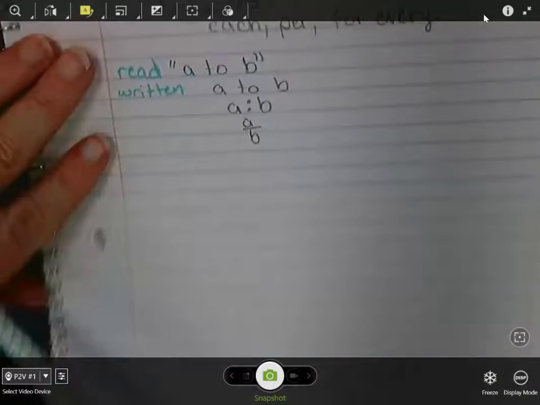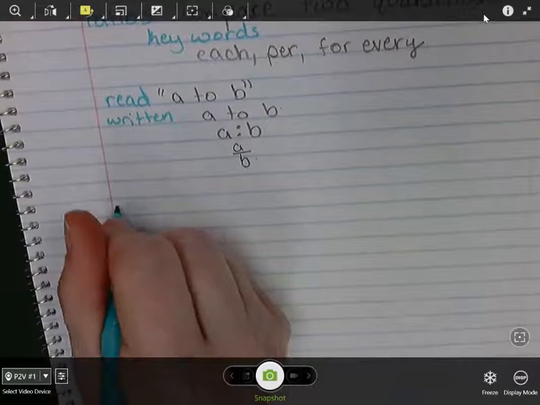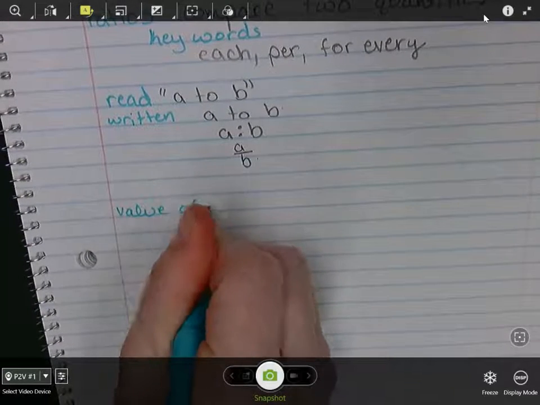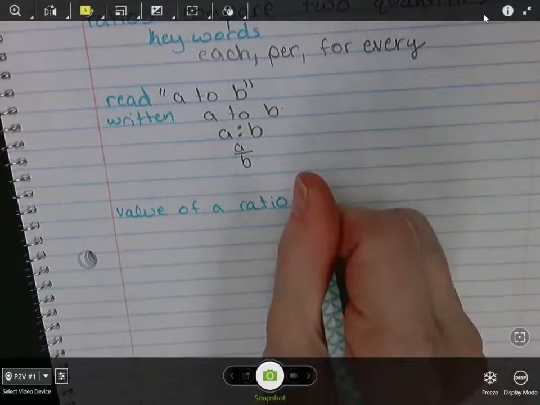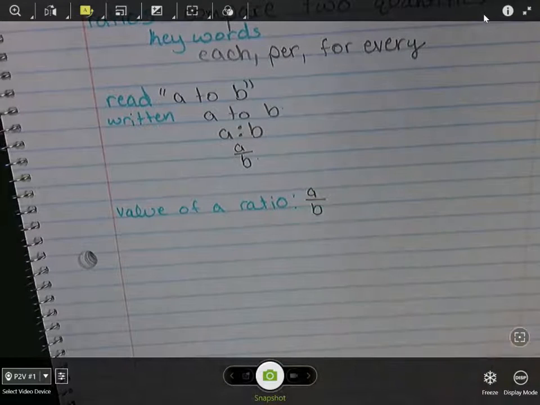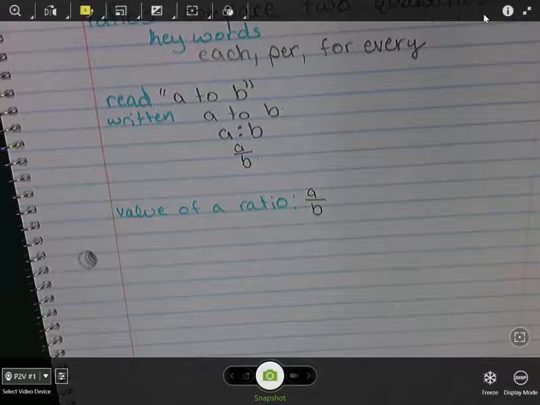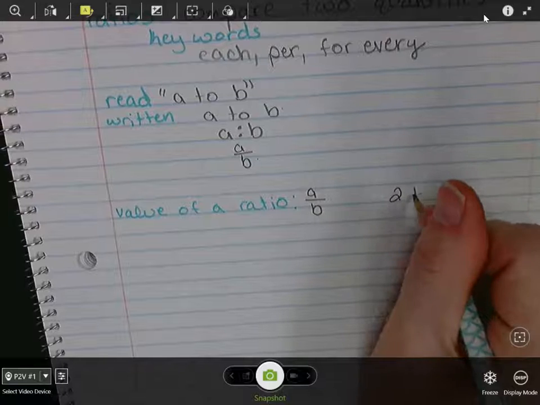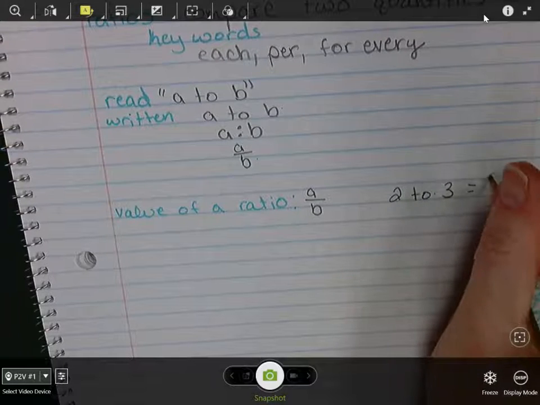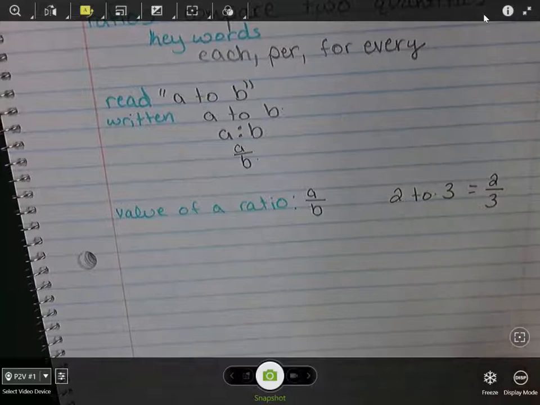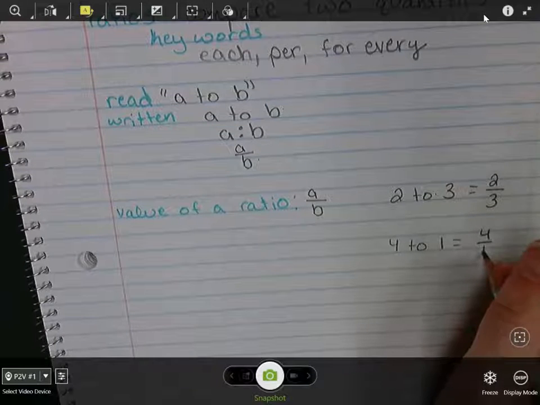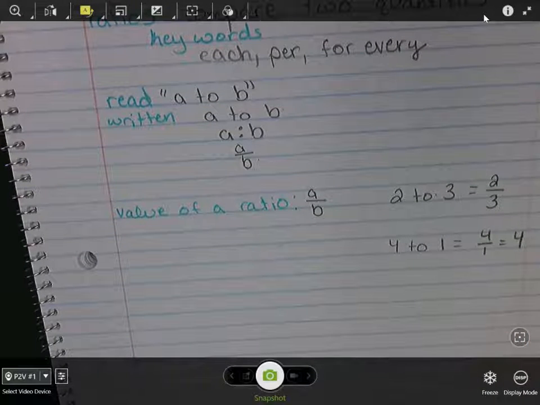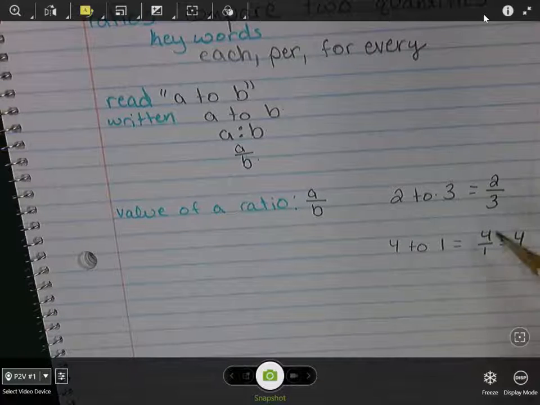Okay? And the next thing is the value of a ratio. The value of a ratio is the fraction, A over B. That's the value. So for instance, if the ratio was 2 to 3, the value would be 2/3. So the ratio 2 to 3 would equal 2/3. The ratio 4 to 1 would be 4 over 1 or just 4. Okay? So that's the value of the ratio. You just put it as a fraction.